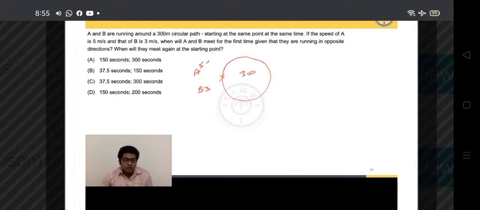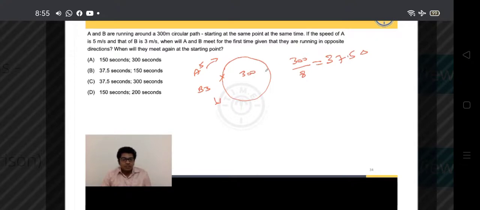Okay, so they are running in opposite direction. So the first time for opposite direction is nothing but 300 divided by the sum of the speeds, which is 3 plus 5, 8. So 300 by 8 is 37.5. Hence, they meet for the first time at 37.5 seconds.